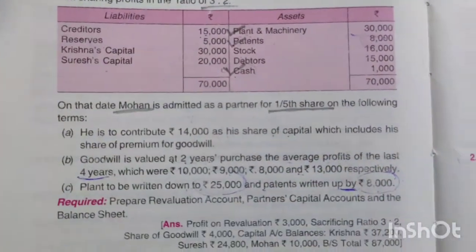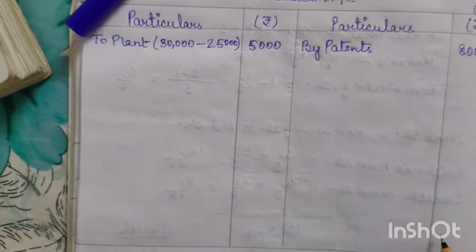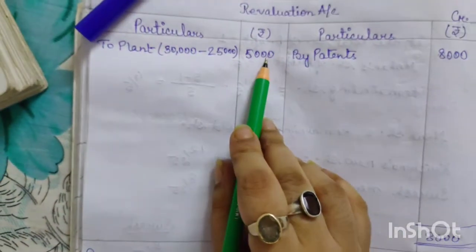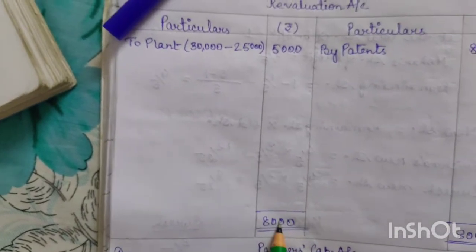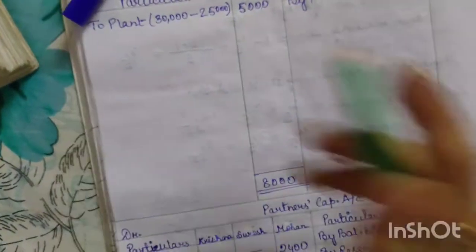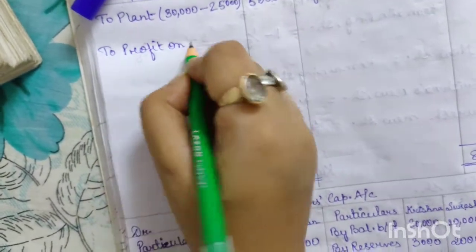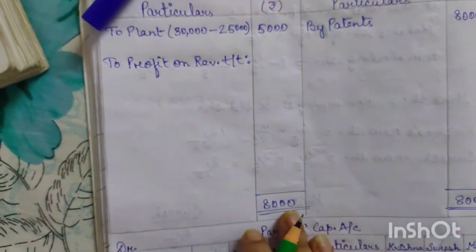So now we will calculate the revaluation part. So here it is very clear. In the credit side we have 8,000 and in the debit side we have 5,000. So obviously there is a profit. So from 8,000, if you deduct 5,000, we will get 3,000 profit on revaluation, transferred to, we need to transfer it to the old partners, that is Krishna and Suresh.